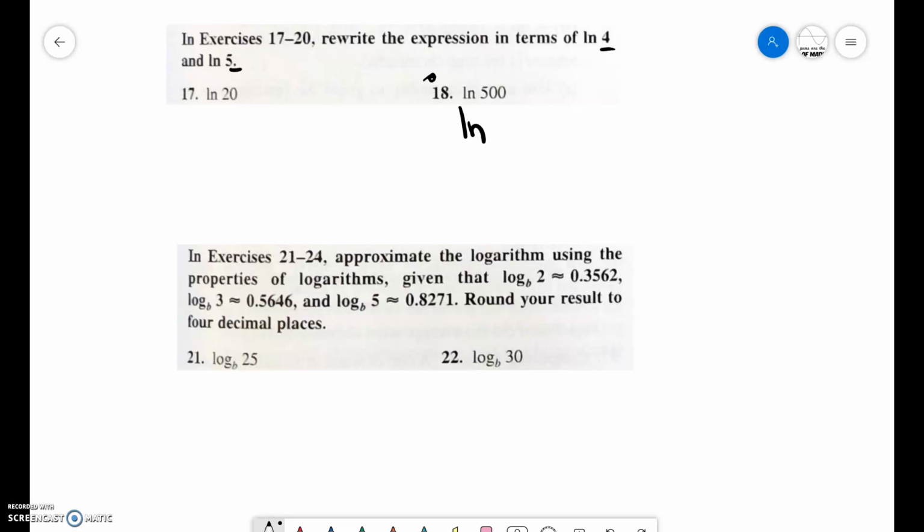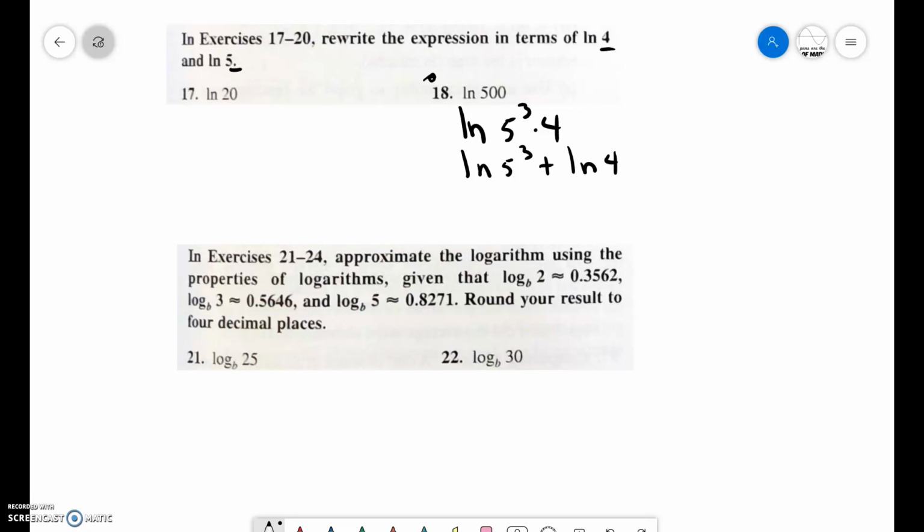It is 5 to the third times 4. How did I get that? Well, 5 to the third is 125. 125 times 4. Okay, so I just had to break it down and get 5s and 4s for 500. Okay, so then we're going to use our properties, which say when you have a multiplication, it breaks up into an addition.